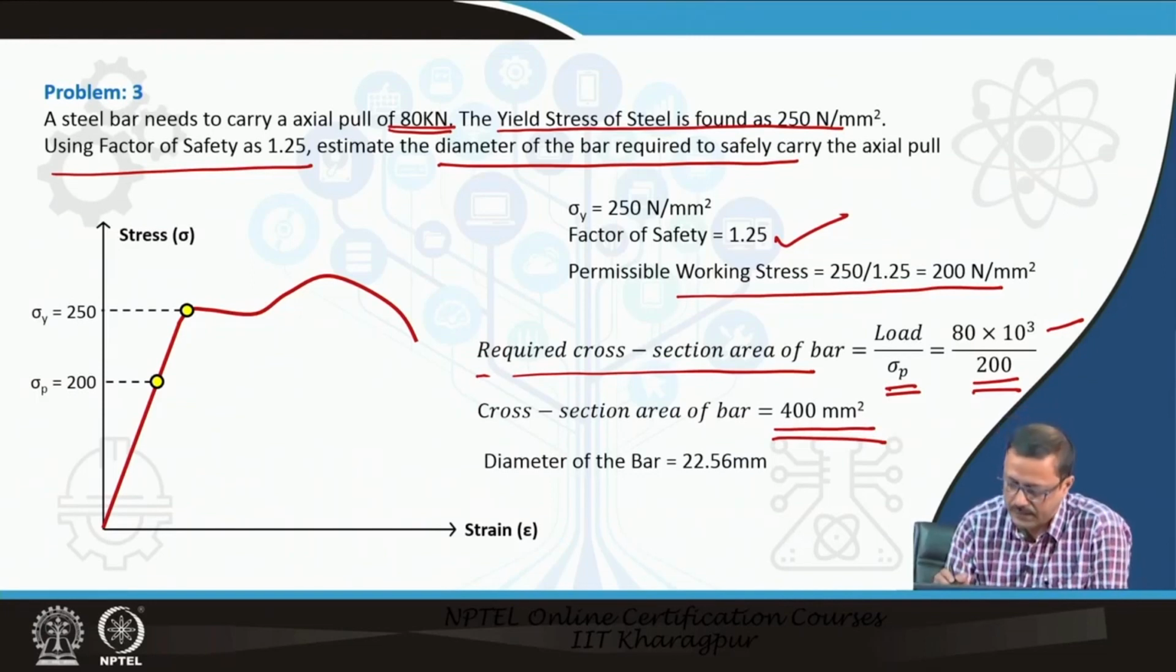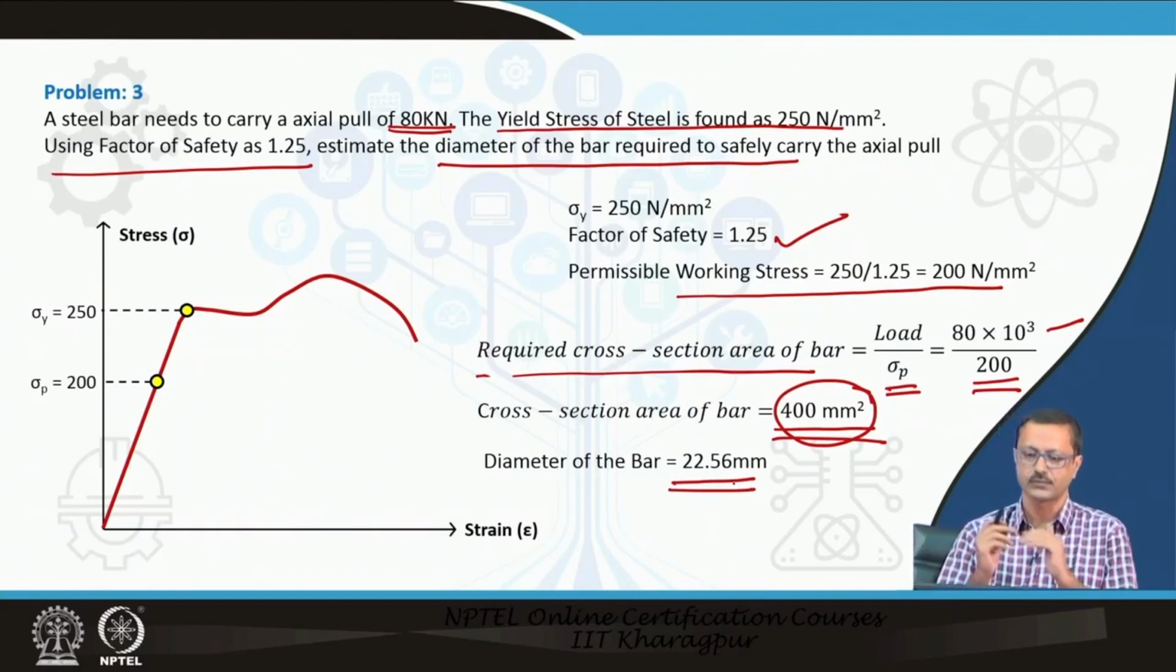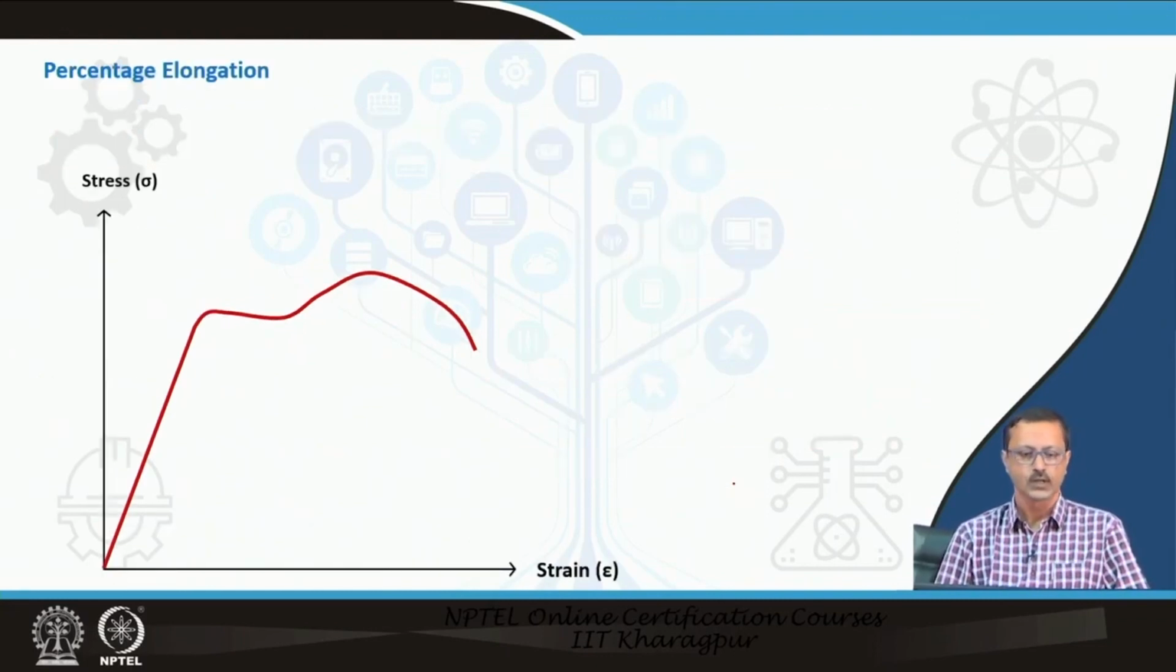If I know the area is 400, I can easily find out the diameter as 22.56. So, this way the design will occur. Always we will take care of the permissible working stress for any design criteria to develop what will be the diameter, what will be the length, what will be the cross-sectional area and other things.